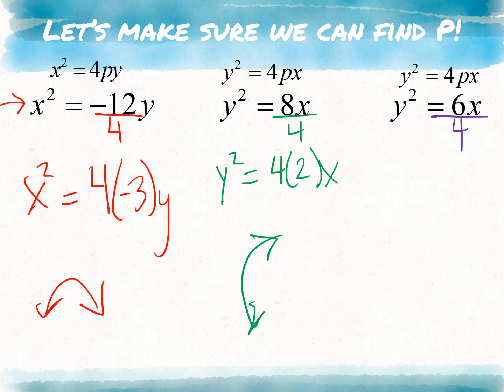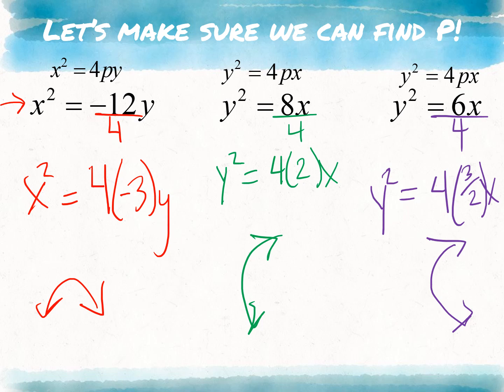Lastly, if you divide by 4, you're going to have a fraction? Yes, we can have fractional distances. If I divide by 4, I would have 3 halves. That's okay. We can have 3 halves. You could think of it as 1.5 as well. My p value is positive. My y is squared, so that would mean it opens to the right.